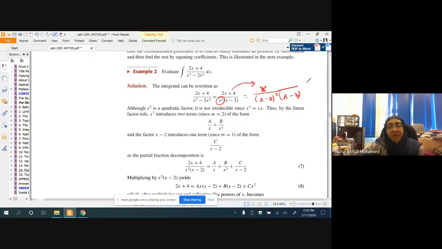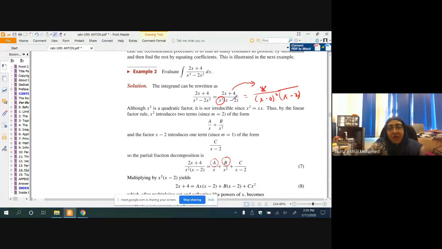Okay, so for this one here, since it is quadratic, you have to write down a divided by x plus b divided by x squared. So there are two coefficients here. One is a, another one is b. To tackle this part, x squared.